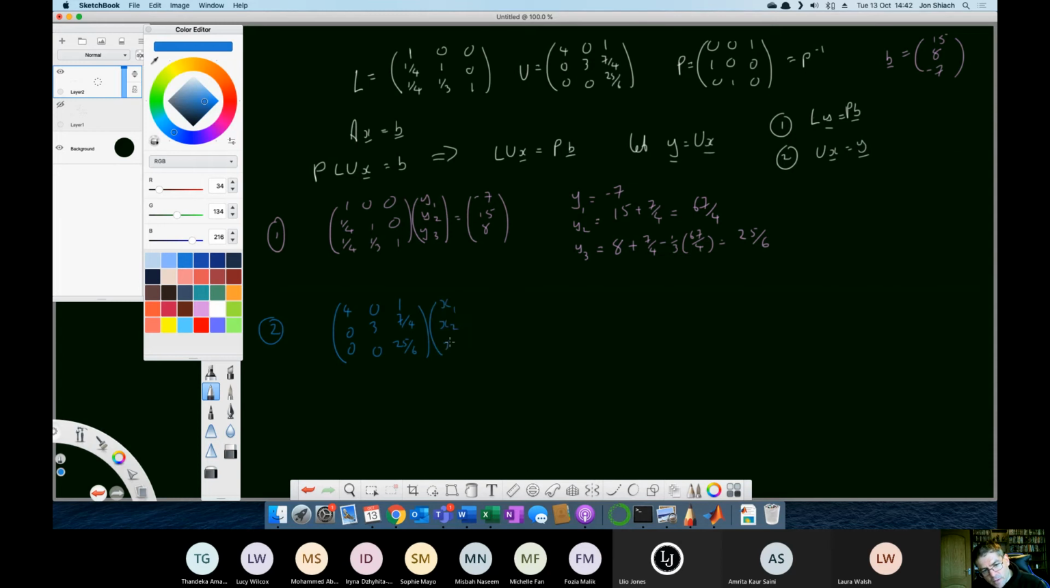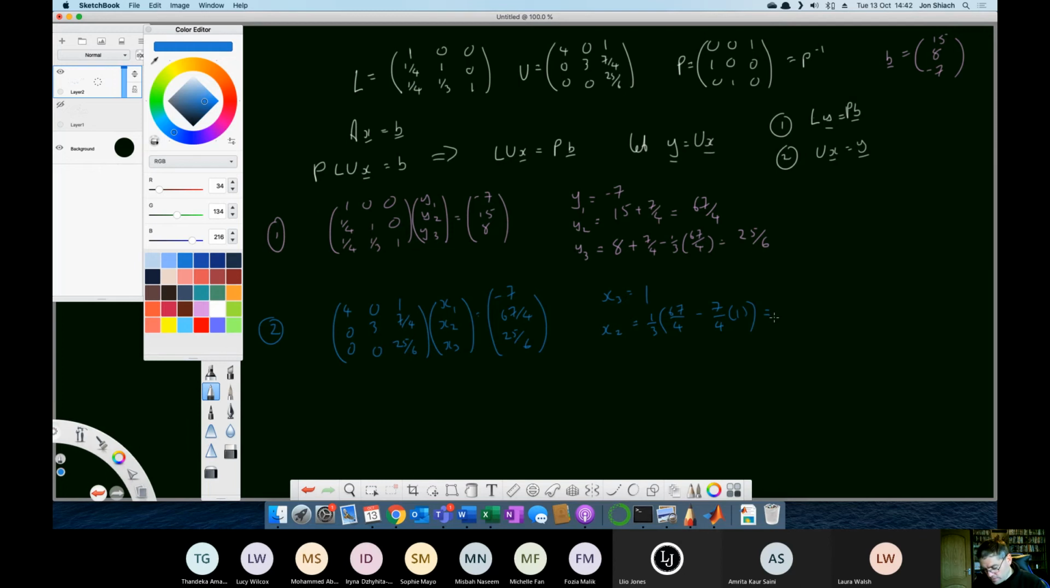That's going to be for x. And our y we just calculated: minus 7, 67 over 4, and 25 over 6. So 25 over 6 times x3 equals 25 over 6, so we got a nice solution for x3. For x2, the coefficient of x2 is 3, so if we divide by 3, we get 1/3. And we get 67 over 4, minus 7 over 4 times 1.